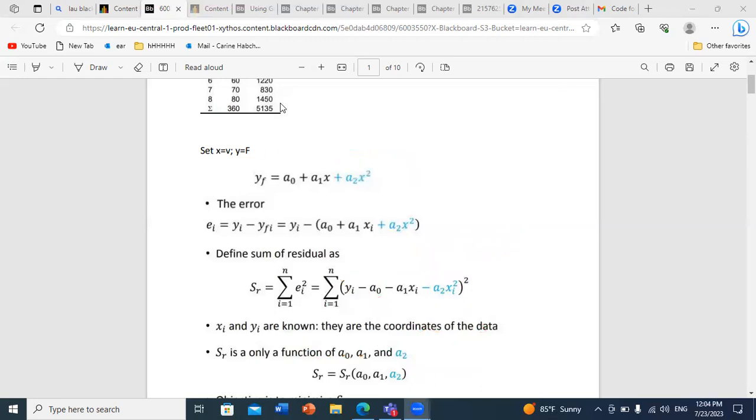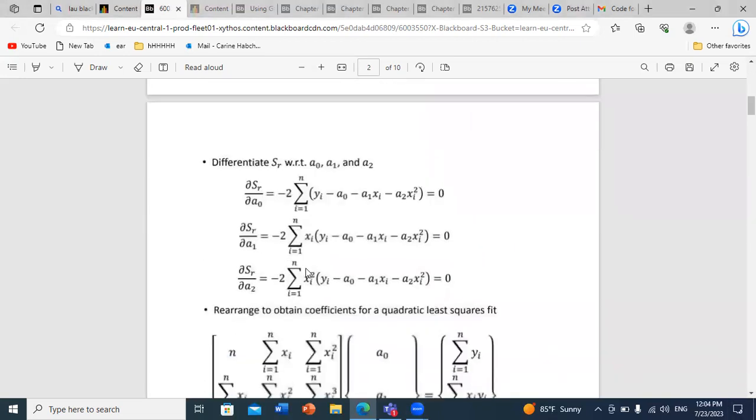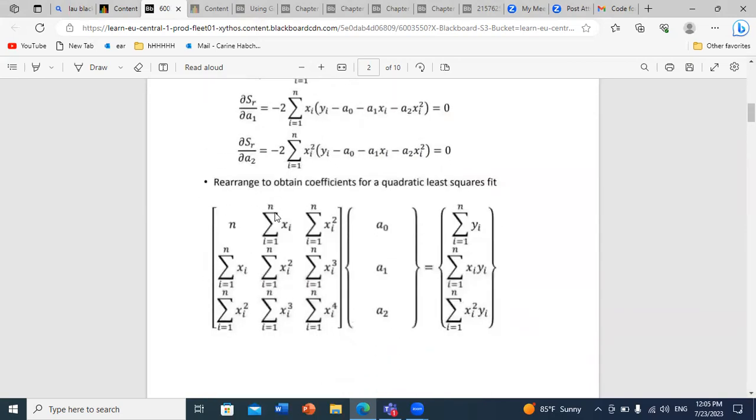So all you have to do now is to write the equations: del SR by del a0 equals 0, del SR by del a1 equals 0, del SR by del a2 equals 0. And in case it's order 3 or order 4 or order 5, you have to add equations. Once you put these relations, you can deduce your system and put it in the form of a matrix. So you have the matrix of coefficients here. As usual, the unknowns are a0, a1, a2. In case you have a cubic fit, you have a3. If you have a fit to the power 4, you have a4, etc.